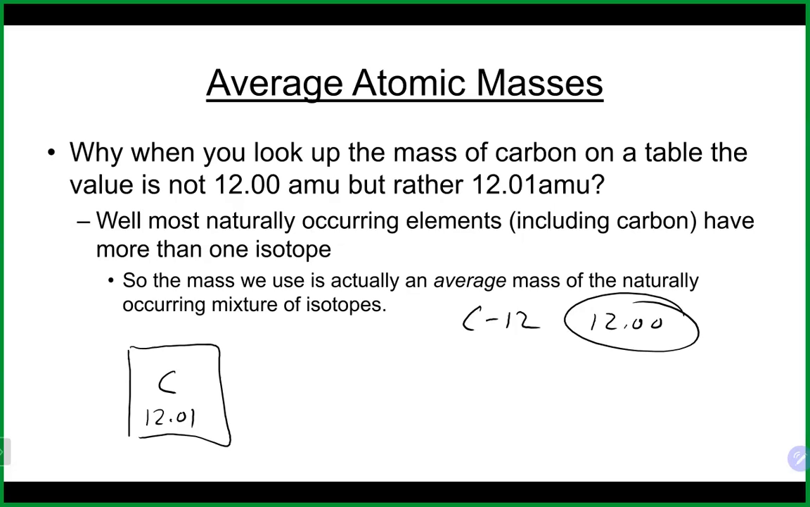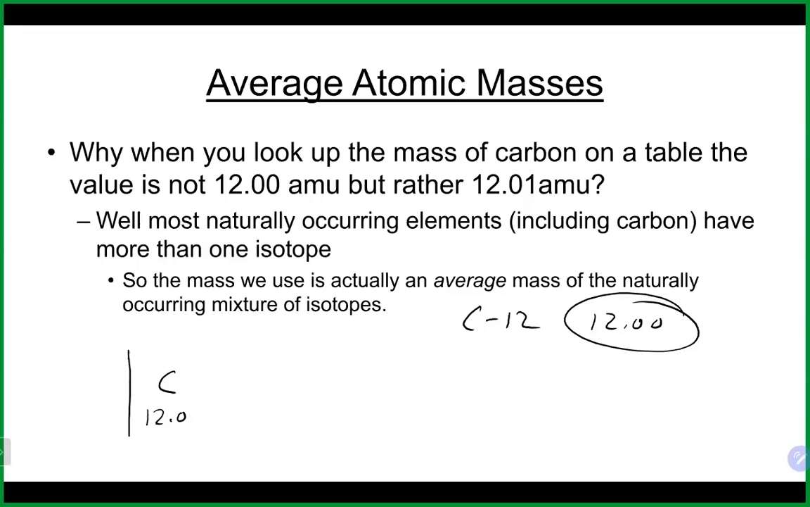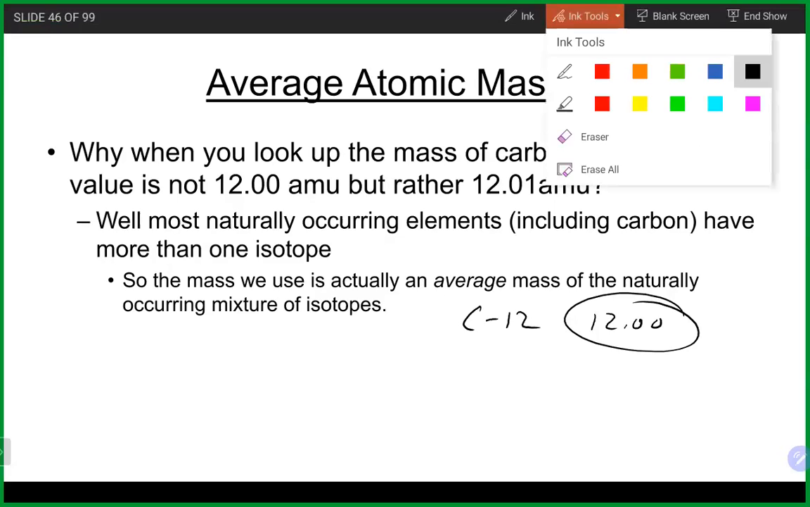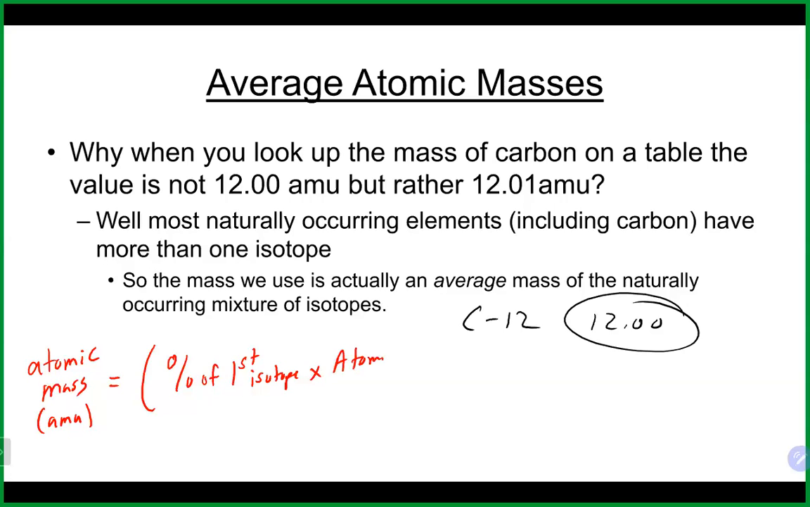To calculate that, you would use this formula if you were asked to calculate the atomic mass of an element based on some isotopes. You would take the atomic mass in AMU to be equal to the percent of the first isotope times the atomic mass of the first isotope.